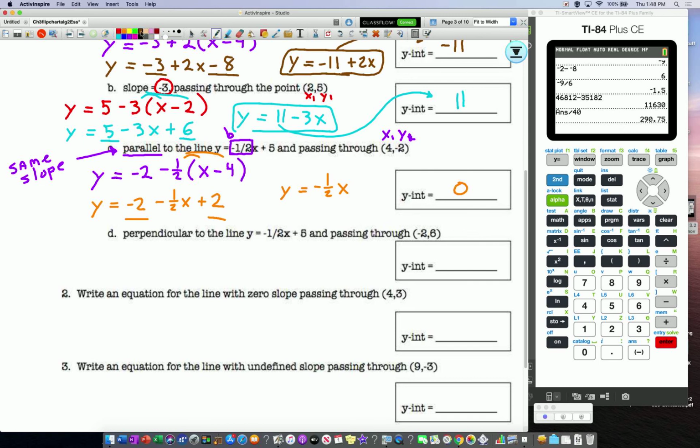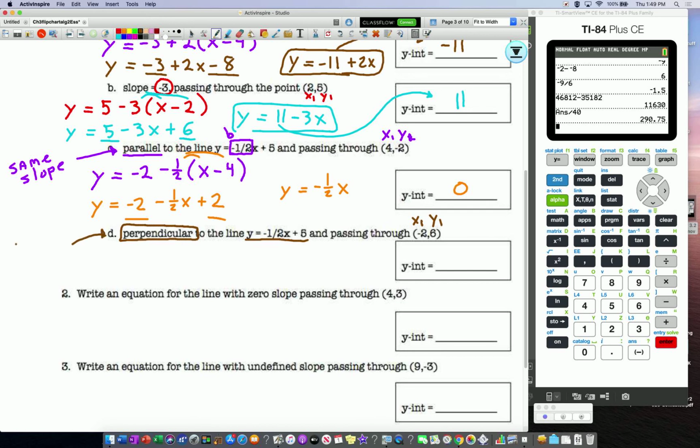All right, the last one. Now it says instead of the word parallel, it says perpendicular to the line, negative 1/2 x plus 5. So same line, passing through a slightly different point. So here's my x1, y1 again. And now I've got to figure out what the slope is from this equation. What does it mean for slopes to be perpendicular?